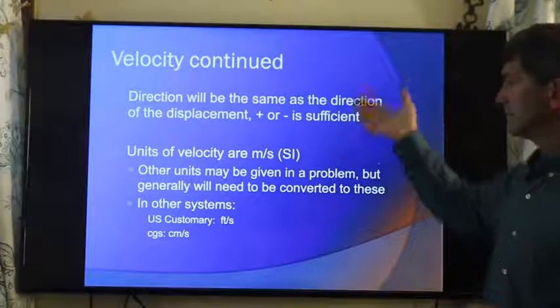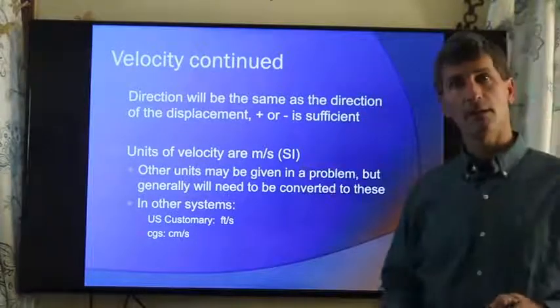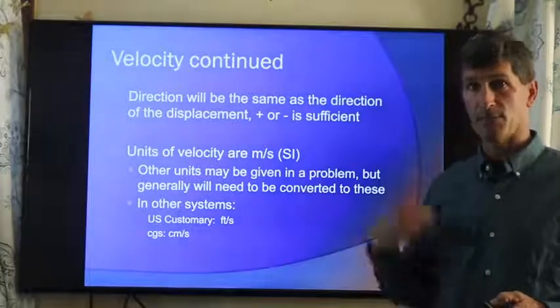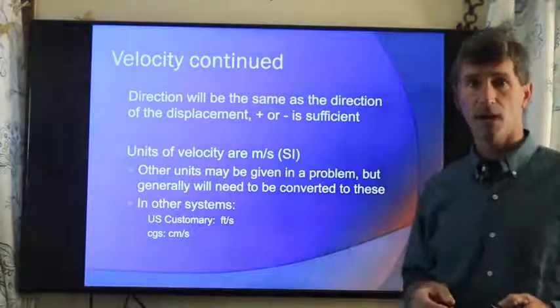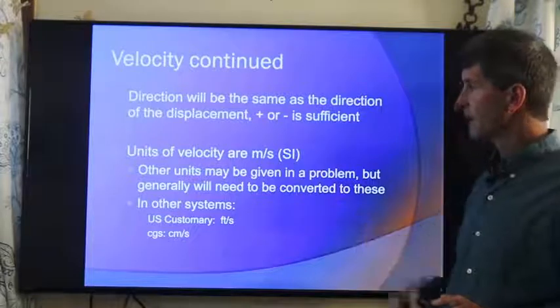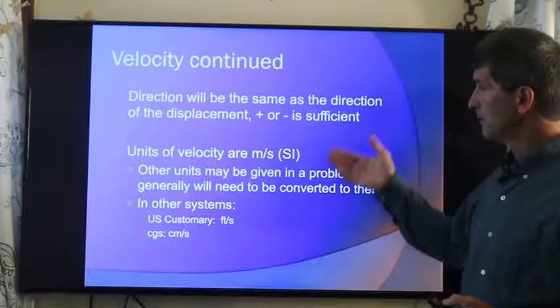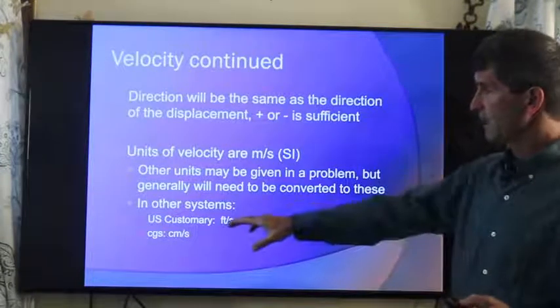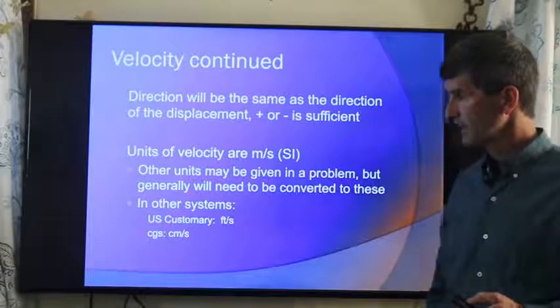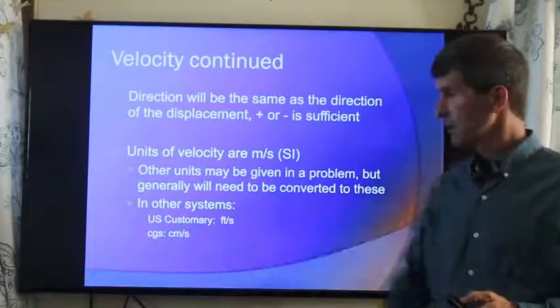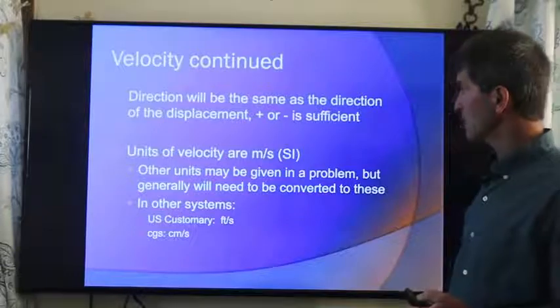Again, for velocity, it's displacement divided by time. Displacement's units in the SI are meters. Time is seconds. So we use meters per second. Just customary, we'd use feet per second, miles per hour, CGS, maybe centimeters per second.